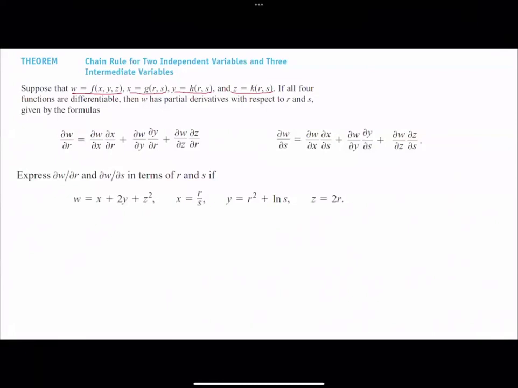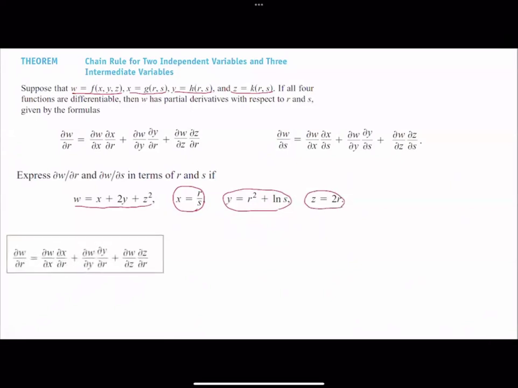This question says express the partial derivative of W with respect to R and also the partial derivative of W with respect to S in terms of R and S, if W is X plus 2Y plus Z squared, X is R over S, Y is R squared plus ln of S, and Z is 2R. Let us begin. We're following the formula.